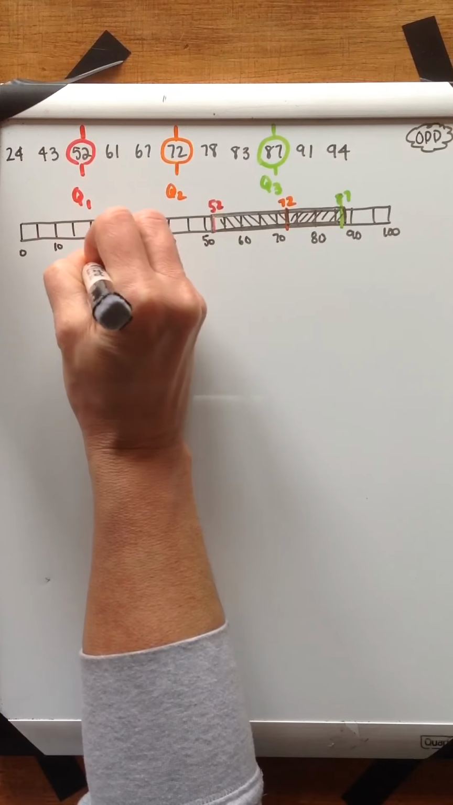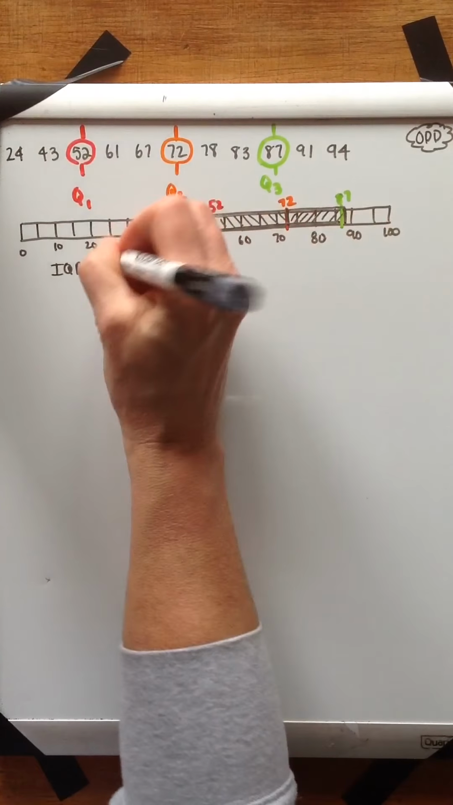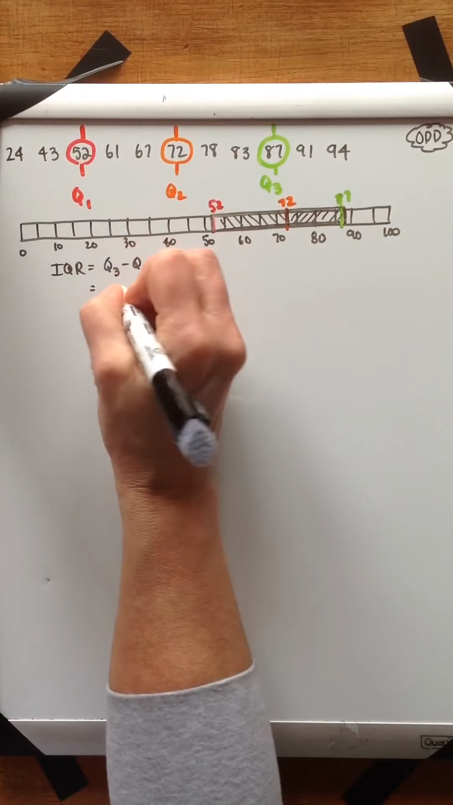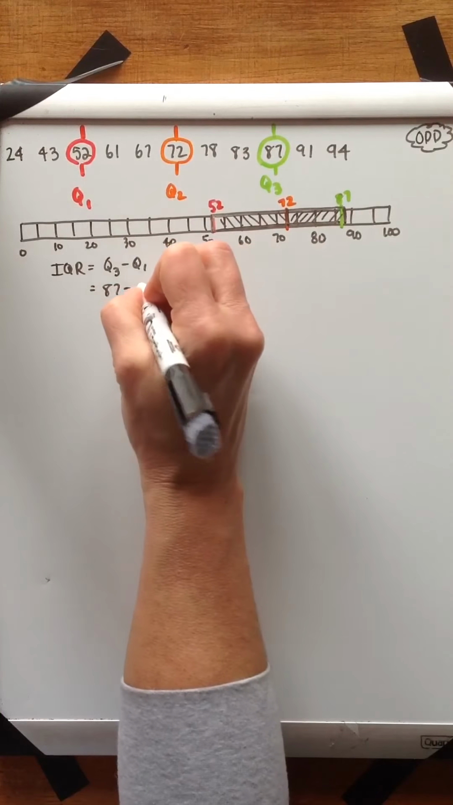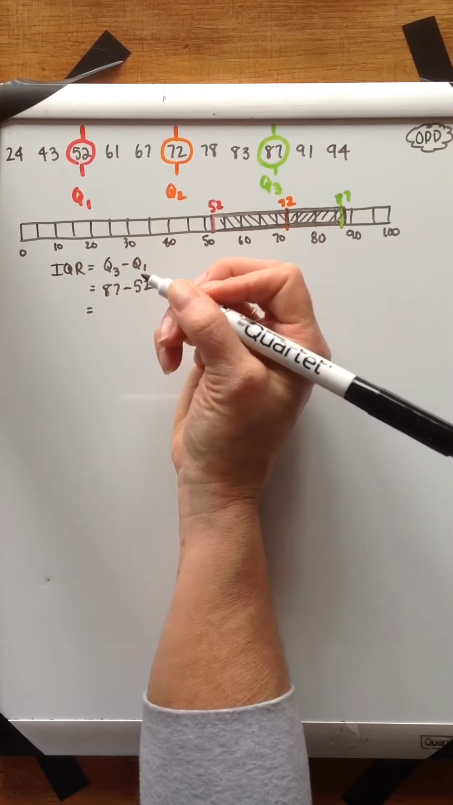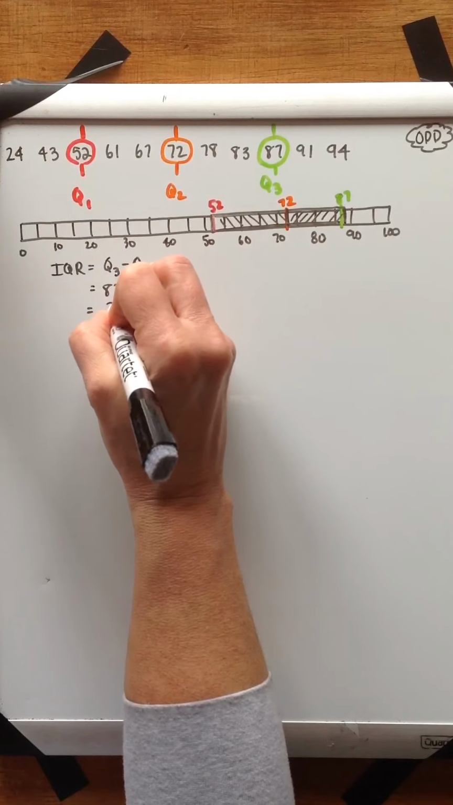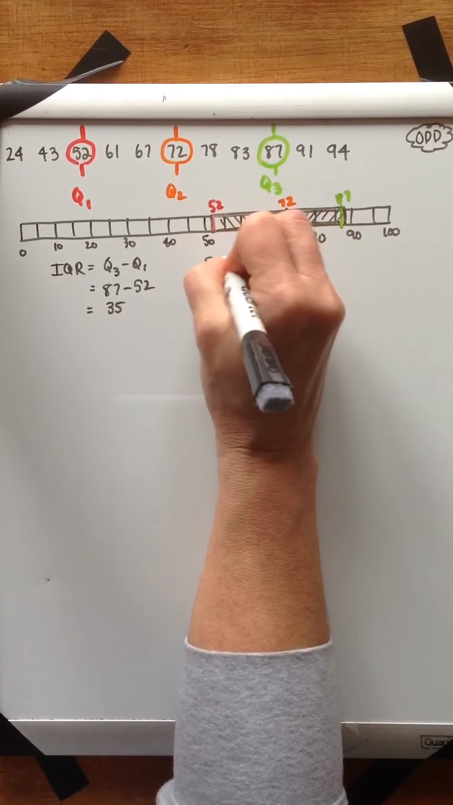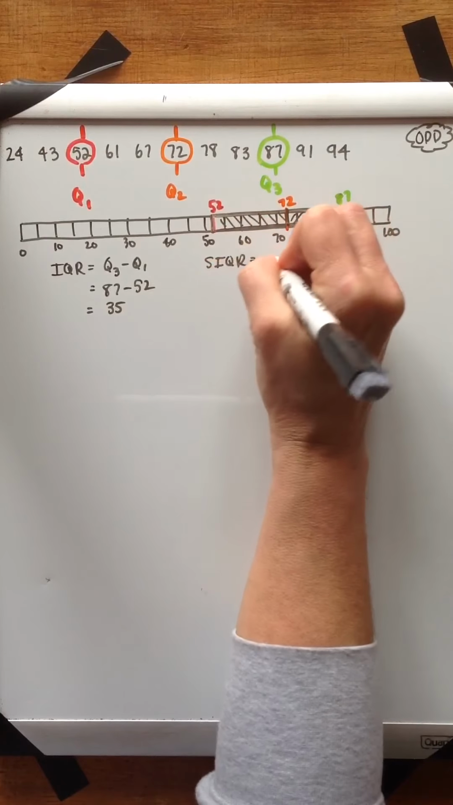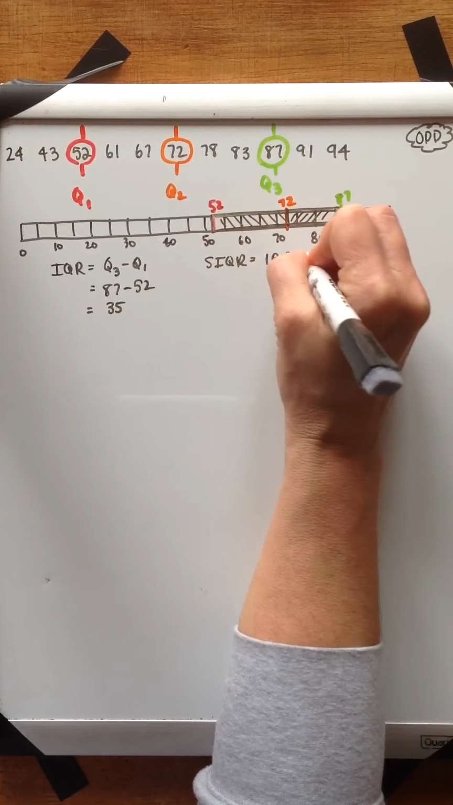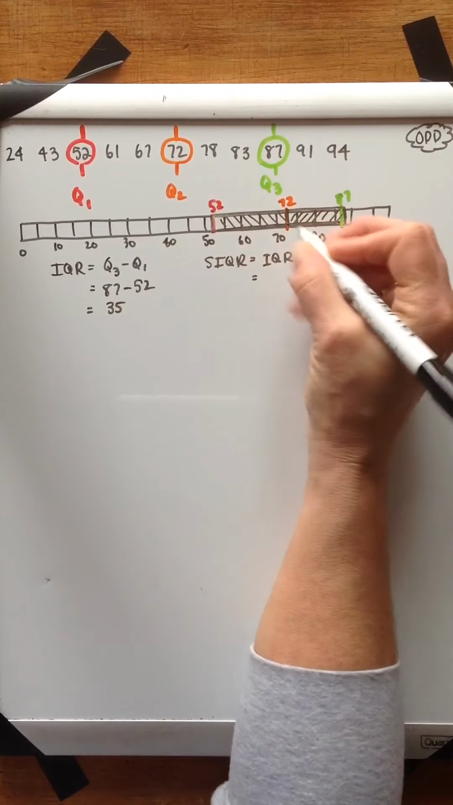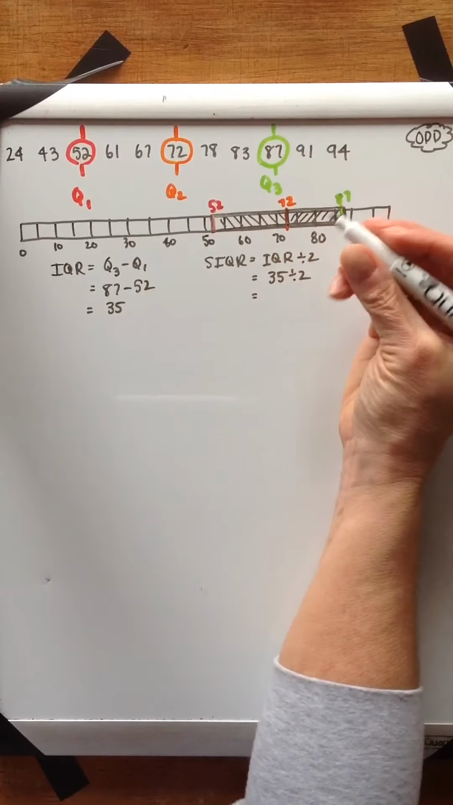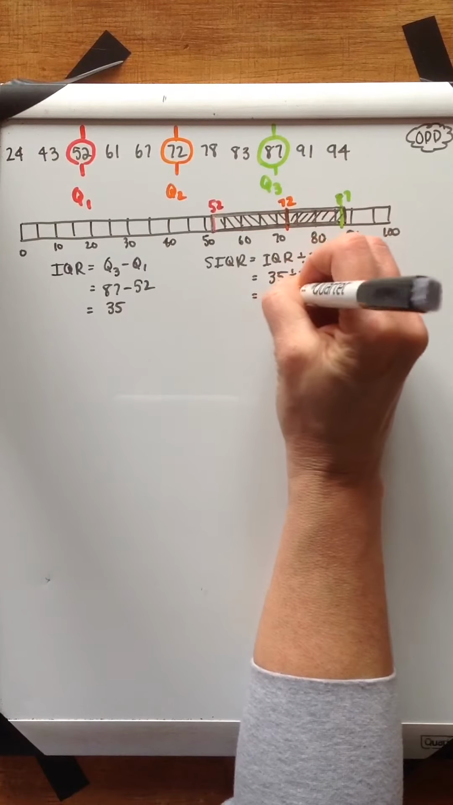The interquartile range is defined as the difference between Q3 and Q1. So if I plug in 87 minus 52, I can see that my interquartile range is 35. Now the semi-interquartile range, which I'm going to call SIQR, is simply the IQR divided by 2, or dividing in half. So 35 divided by 2 means the semi-interquartile range would be 17.5.